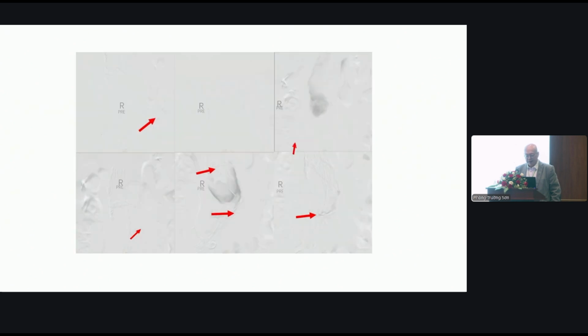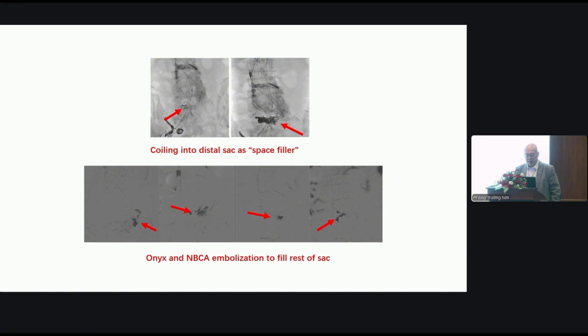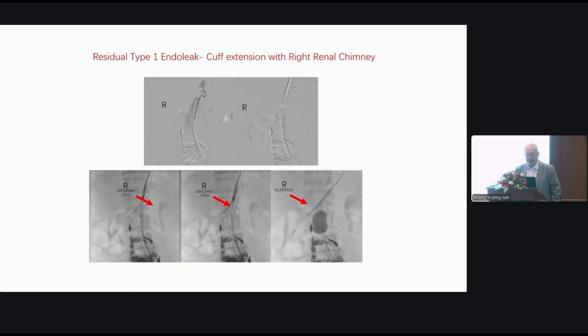And in this case, we basically got into the sac, coiled into the sac as a space filler first, and then we injected large amounts of glue to just fill up the rest of the sac and cause it to be thrombogenic in nature. But even then, it didn't work because it was still a top-end endoleak, and so we extended with the right renal chimney upwards, hopeful that that would solve the problem.